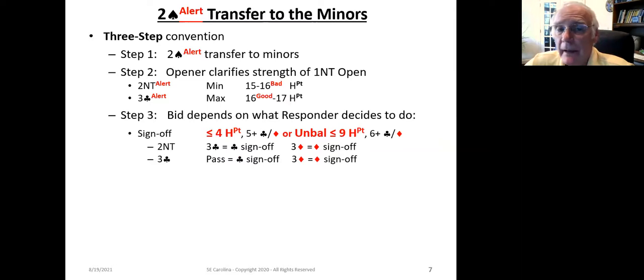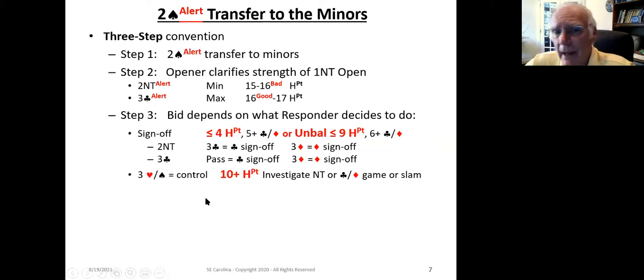Now, if our partner bids 3 clubs saying they have a maximum and we still want to sign off, which often happens, to sign off in clubs, you as the responder would simply pass. If you need to correct to sign off in diamonds, you bid 3 diamonds. That's really easy, straightforward. 2 spades, partner indicates minimum or maximum. You either bid the suit or pass to sign off in the suit you want to be in.